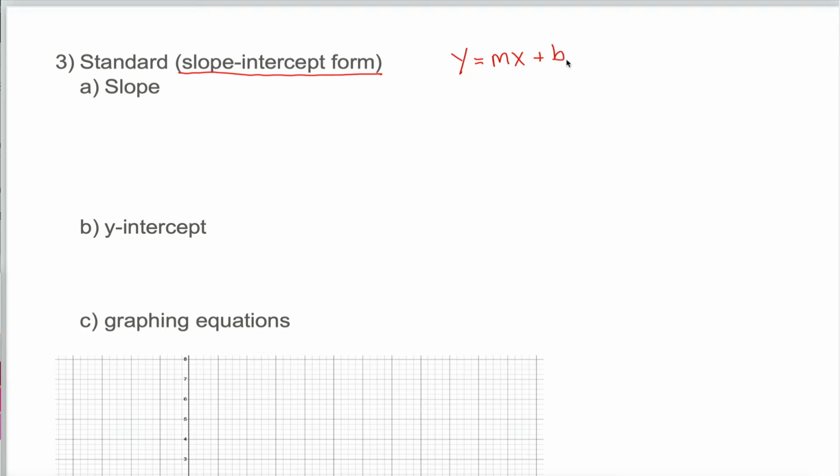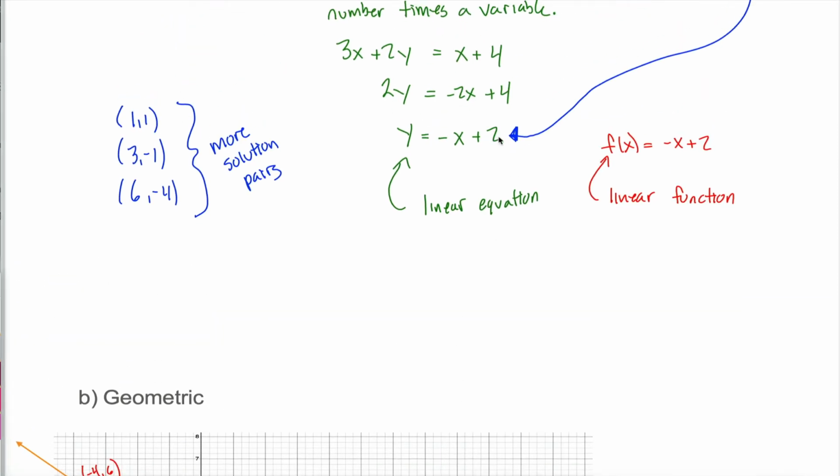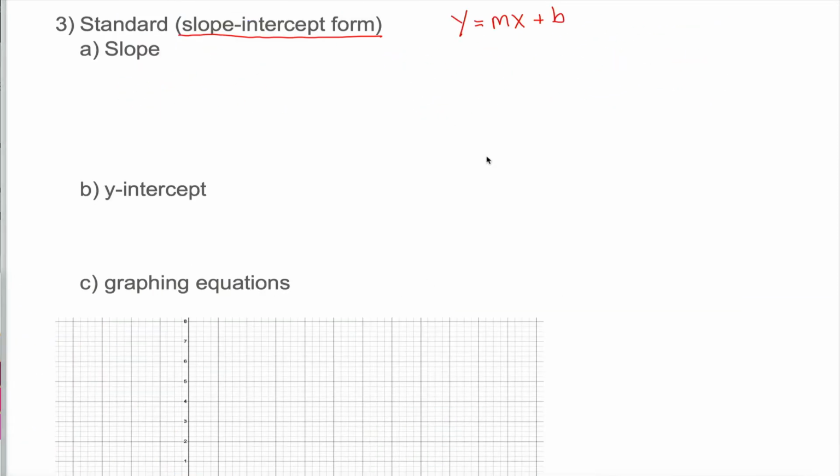Let's first focus on the b. The b is the number that's all out here by itself. It's not attached to, loosely speaking, the x. In this equation up here, the b was the number 2. Think about what that tells you. If the value of x is 0, then it doesn't matter what the value of m will be equal to. This term will always take on a value of 0. So when x is equal to 0, what I'll be left with is y equals b.